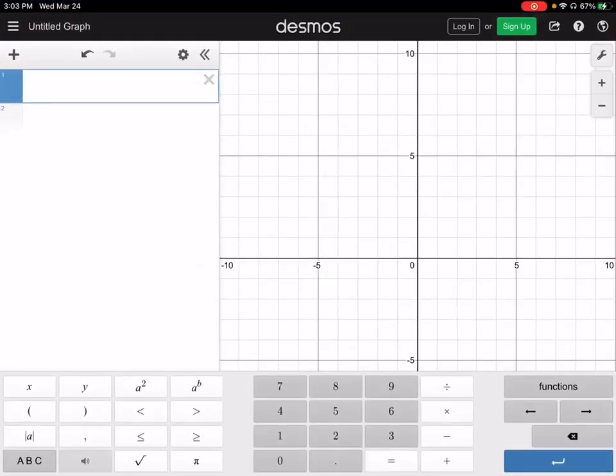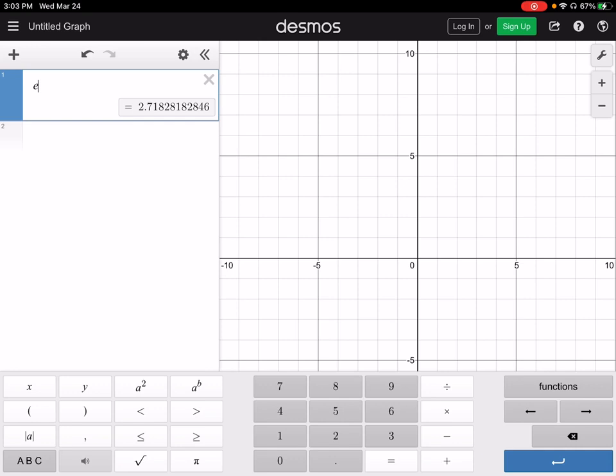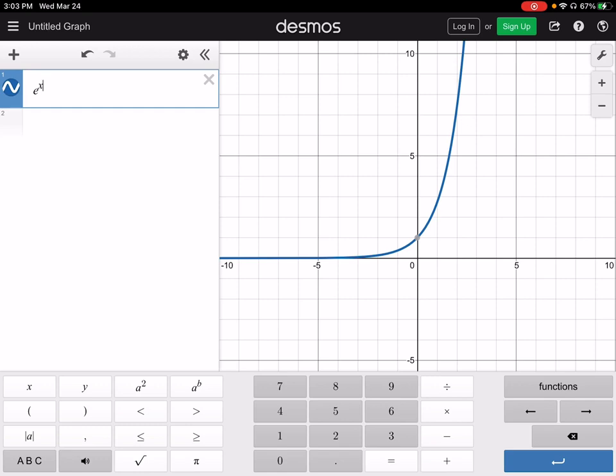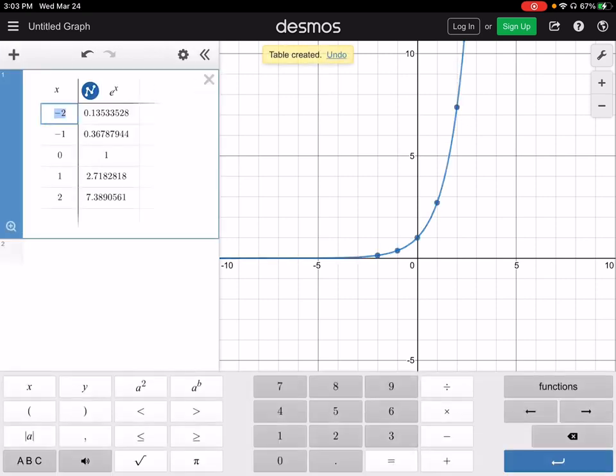Now, if you look on my keypad right here, there is no e. But right here in the lower left corner, there is this ABC button, and I'm going to press that to change my keypad. Now, if you're on your laptop, you just need to find e on the keypad. So we're going to put in the letter e, and then we're going to raise it to the variable x. And there's our graph. Since it is a graph, I can click the little widget and look at the table.